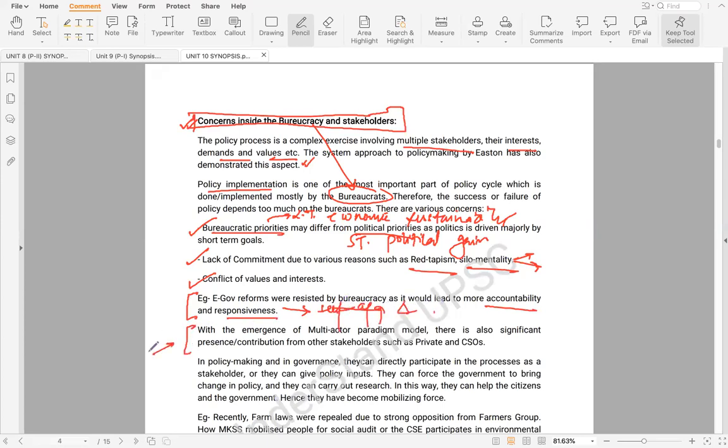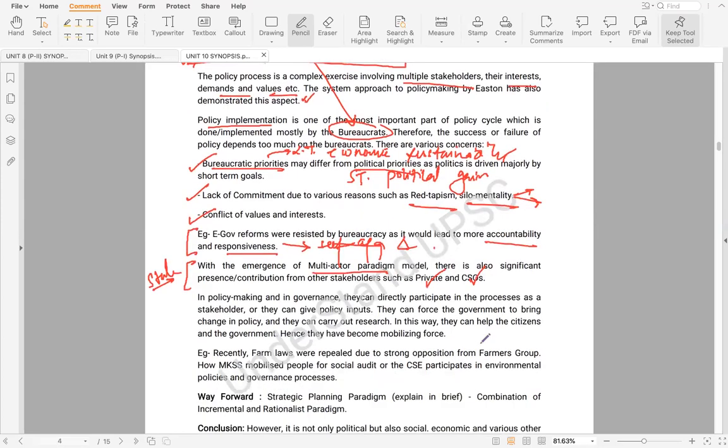Now here you talk about various stakeholders. With the emergence of the multi-actor paradigm, there is also significant contribution of other stakeholders, such as private and civil society organizations, self-help groups, community-based organizations, media, and people themselves. In policy making and in governance, they can directly participate in the processes as a stakeholder, or they can give policy inputs. They can force the government to bring change in policy, and they can also carry out research. In this way, they can help the citizen and the government, hence they have become a mobilizing force. For example, recently farm laws were repealed due to strong opposition from farmers' groups.